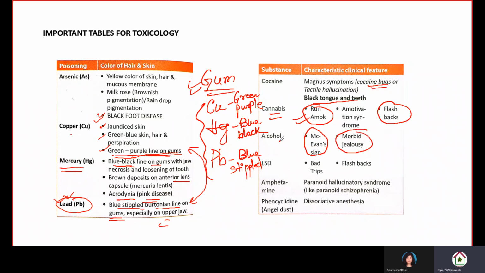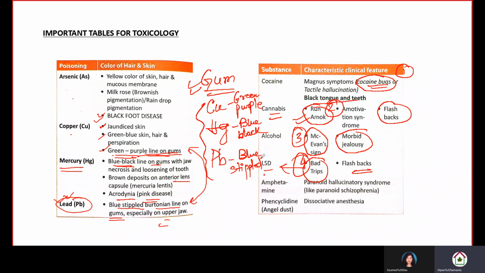All those points are very, very important. In LSD, bad trips occur. Still, questions come very directly in FMG. Bad trips occur in alcohol, cannabis, cocaine and LSD. Flashbacks occur in LSD and cannabis both. Cocaine bugs is the first important thing, run amok another, McEwen sign another, bad trips. These four things are very, very important.